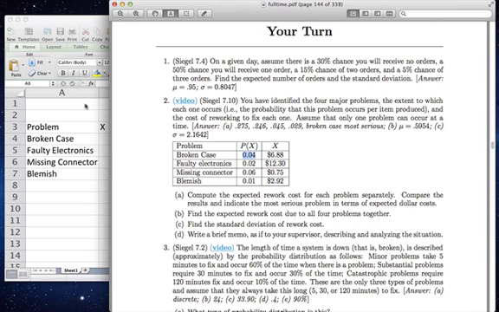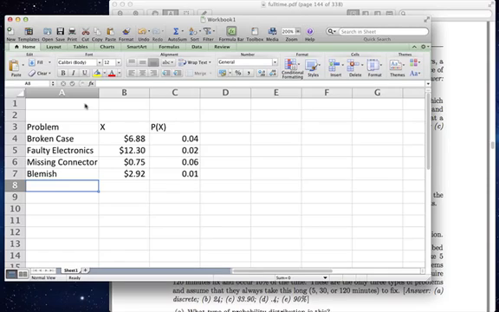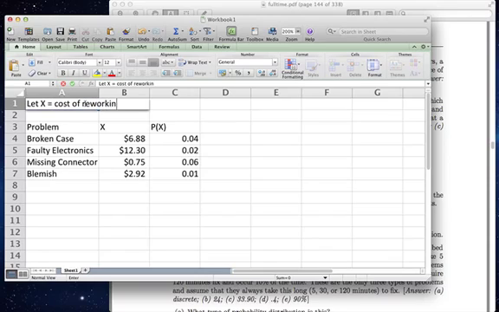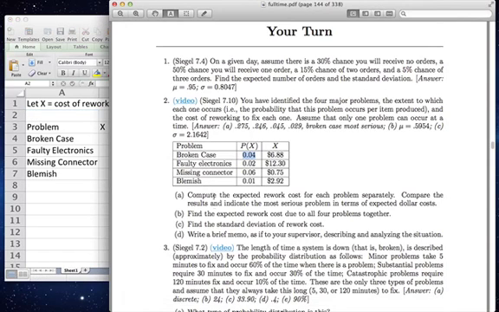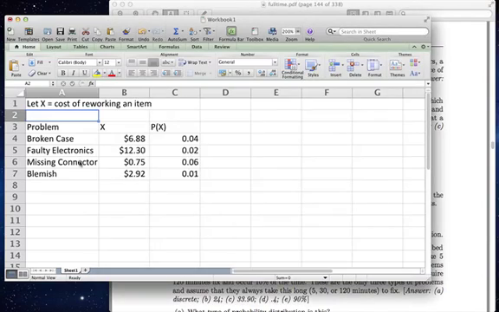So I've gone over and typed this into Excel. Let's define our random variable. So x is going to be the cost of reworking an item, so one of the items that we have produced. And I've typed this to save us a little bit of time. It says compute the expected rework cost separately, find the expected rework cost, meaning the mean, find the standard deviation, and then write a brief memo.